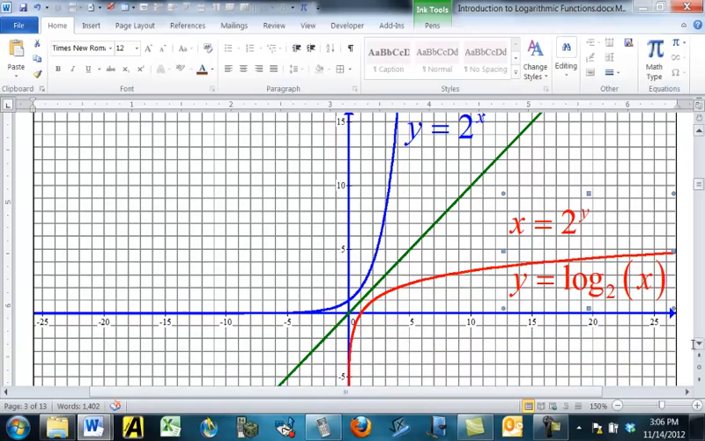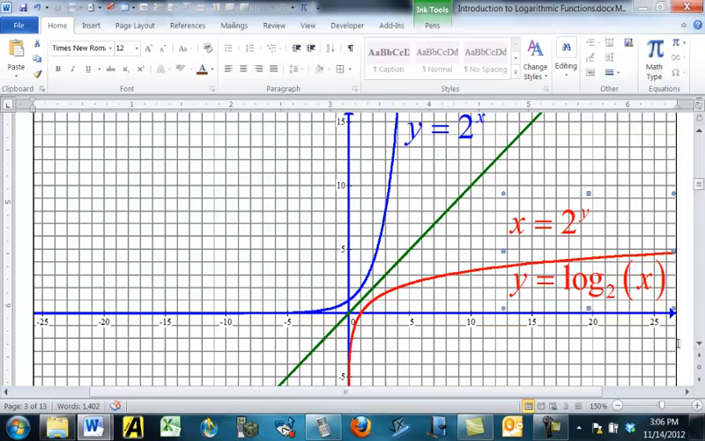Notice that in general, anytime you have inverse relations, it just flips over the line y equals x, which I have in green. So I just got that for reference. If I had this on a piece of paper and folded it on that line, that green line, the blue and the red would land right on top of each other.